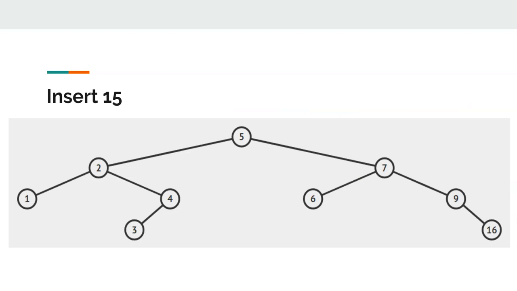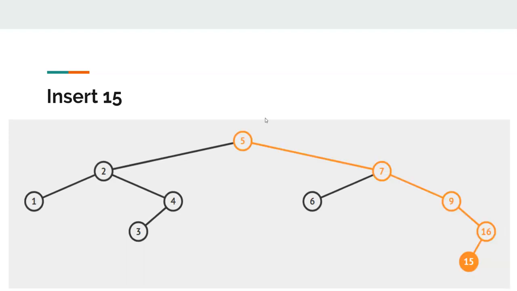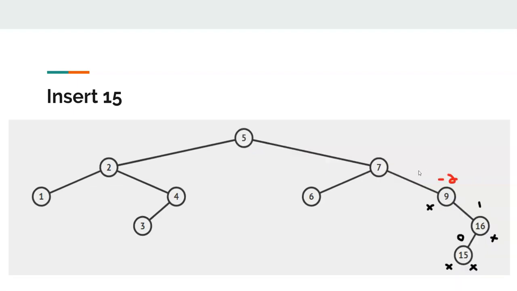First, let's insert 15 into the tree. To do that, we traverse down the tree and insert just like we would in a binary search tree. Then, starting from 16, we check the balance factor and work our way up until we either hit an imbalanced node or the root. As you can see, 9 is imbalanced with a balance factor of -2, and its child has a balance factor of 1, which means that we have the right-left case.